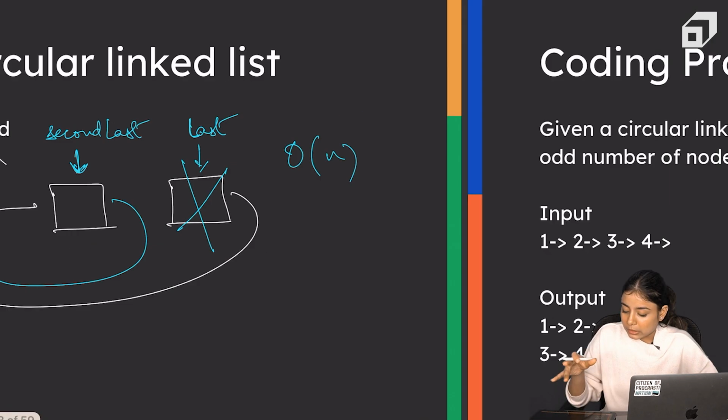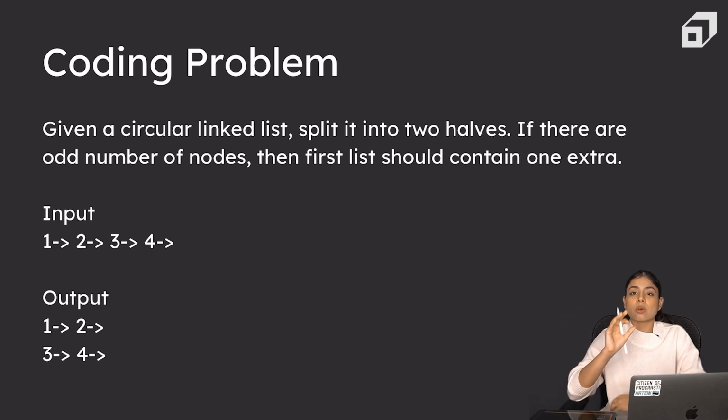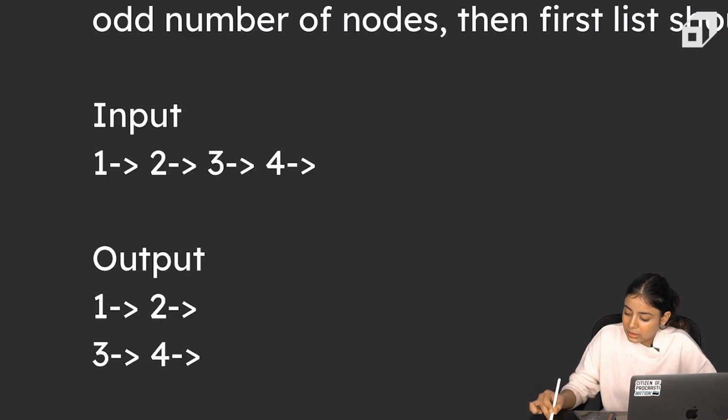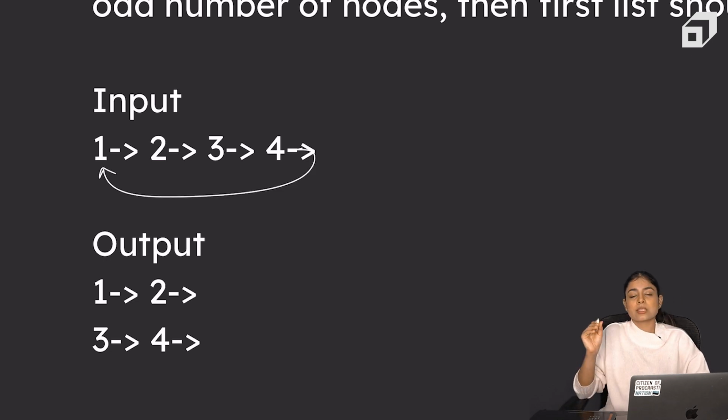Okay, great. Let's come to a coding problem now and try to solve a coding problem on this topic, circular linked list. What does the question say? The question says we are given a circular linked list and we need to split it into 2 halves. If there are an odd number of nodes, then the first list should contain 1 extra. Consider this is the circular linked list that is given to us, and we need to split it into 2 circular linked lists.